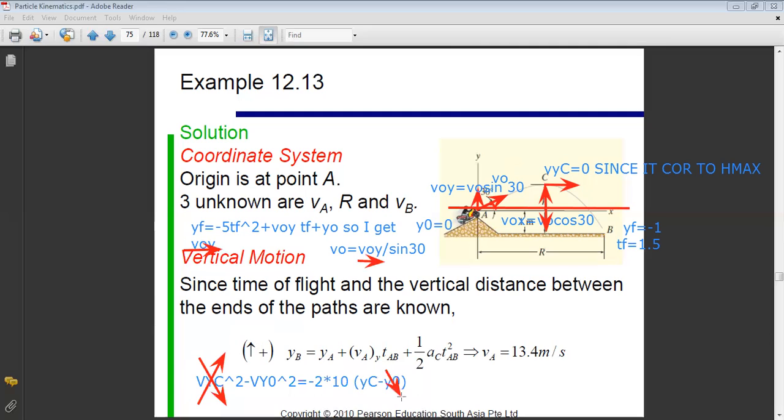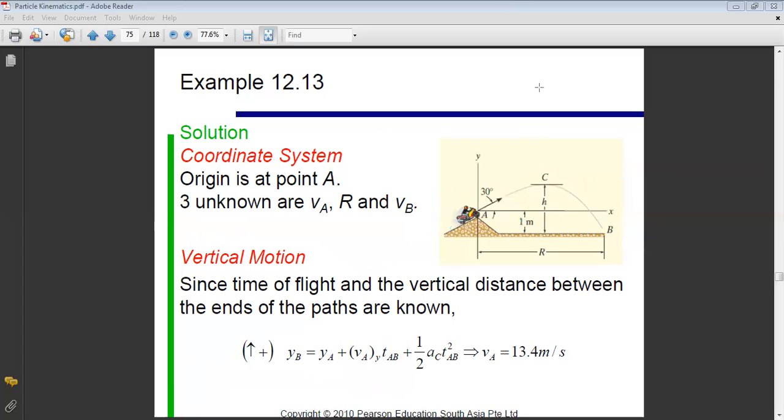But please pay attention here. Y of C represents what? Not the height. Look, yC is counted from the x-axis. If you want to obtain h, the height from the floor, what should you do? You should add 1. Exactly. So h, the height from the floor, is y of C plus 1.